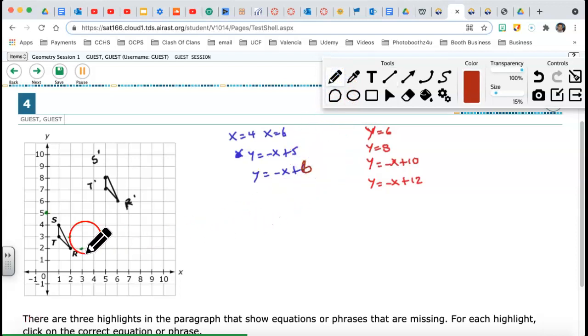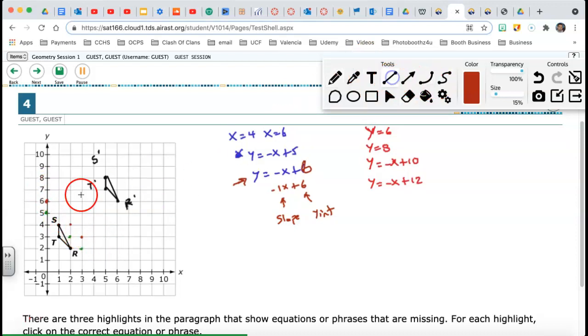Negative x plus 6. So my y-intercept is 6. All right, I'm graphing this line. And my slope is negative x, which is negative 1x plus 6. This is what I have. Remember, this number is your slope, and this is your y-intercept. The 6 is your y-intercept, and my slope is negative 1, which means I go down 1, to the right 1, down 1, to the right 1. So I'm going to go along this diagonal. All right, let's draw that line.